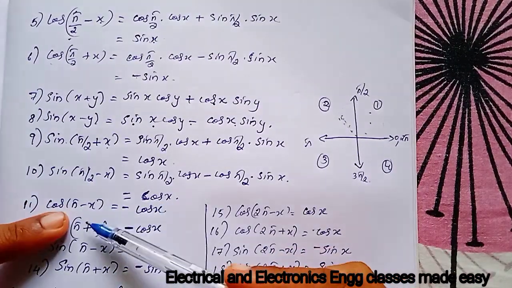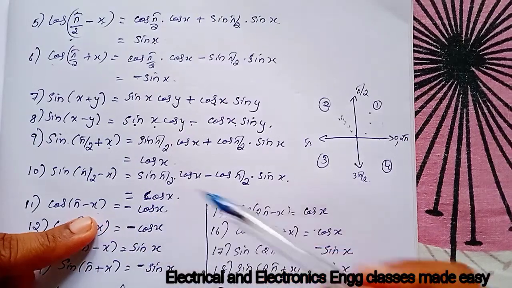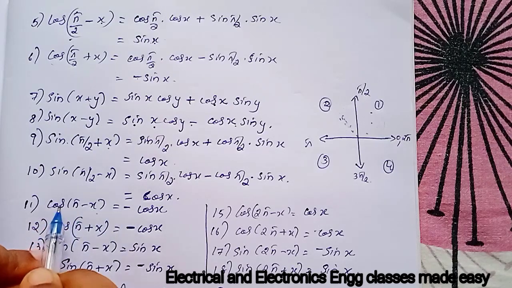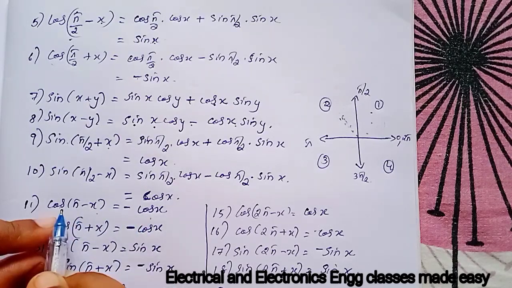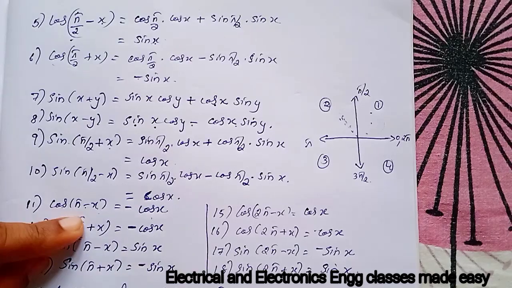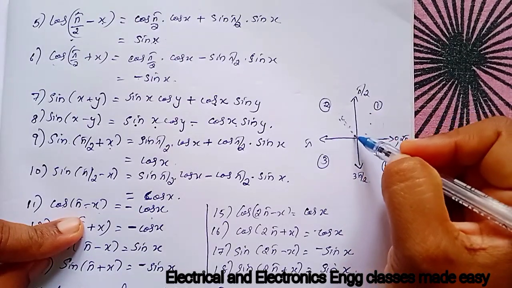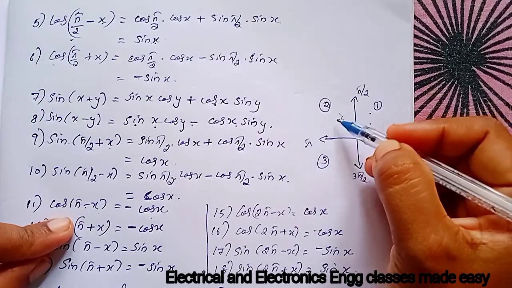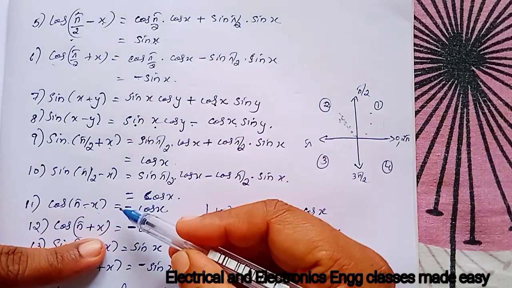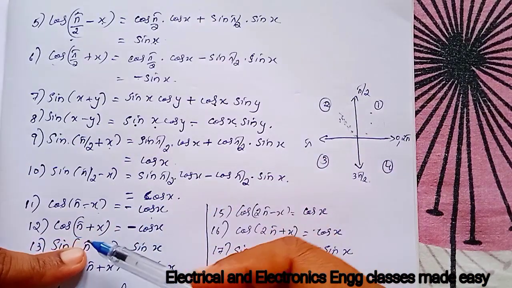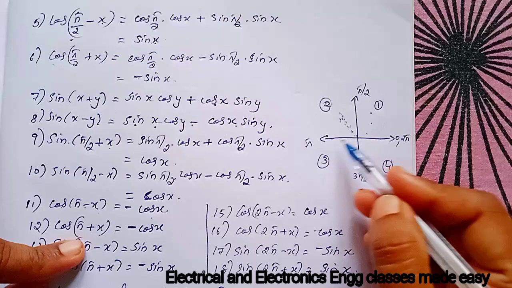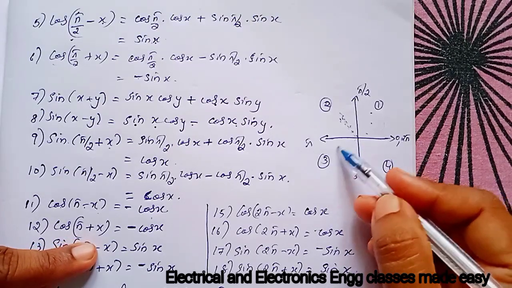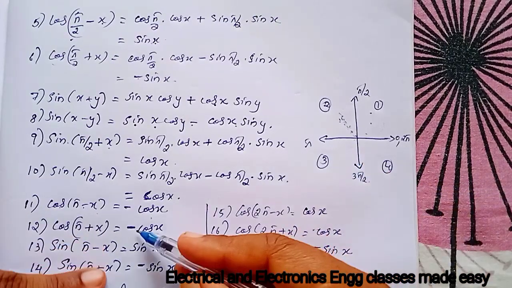Next is cos(π − x). If this is π or 2π, then the same function we have to write here. So cos(π − x) means the angle lies in this quadrant, and in this quadrant cos is negative. So we have to put a negative sign here. Next is cos(π + x). It is in this quadrant, and in this quadrant cos is negative.